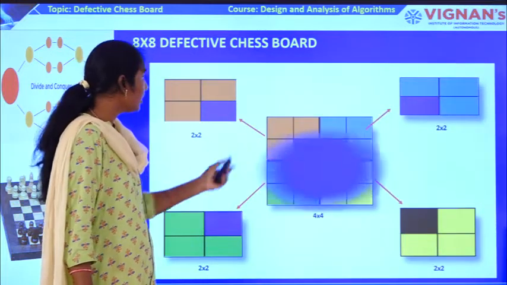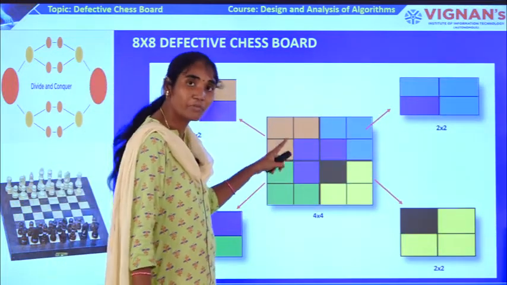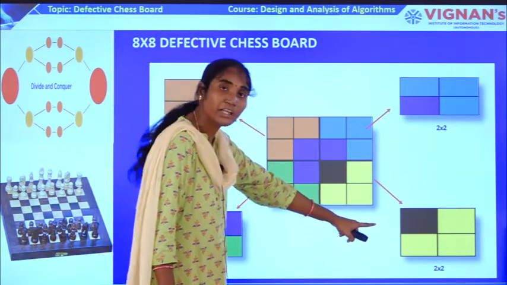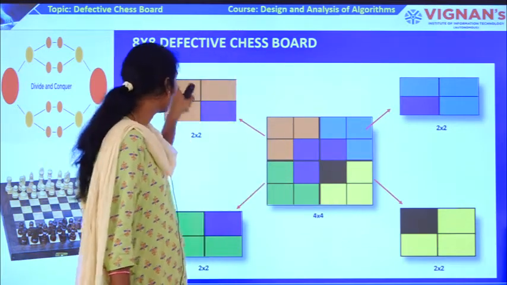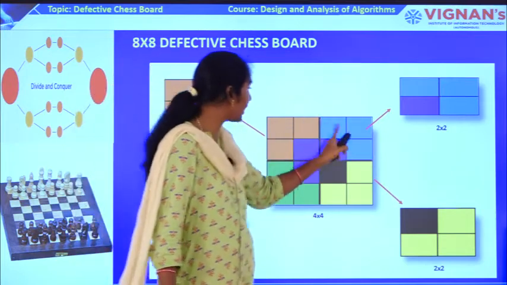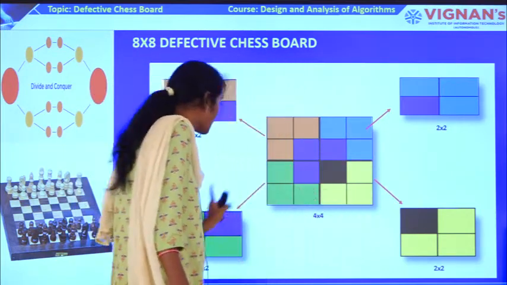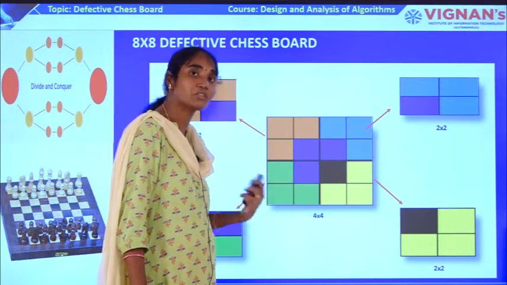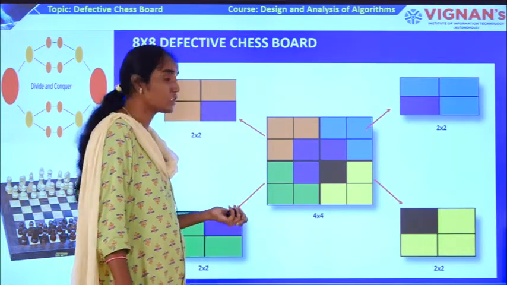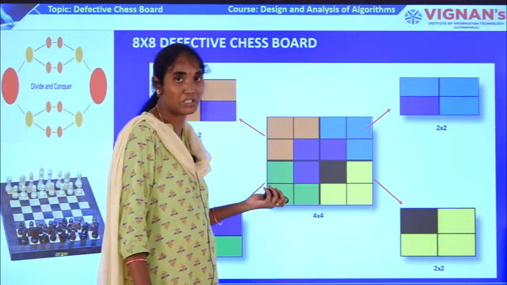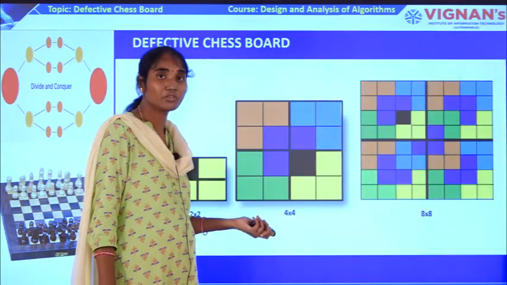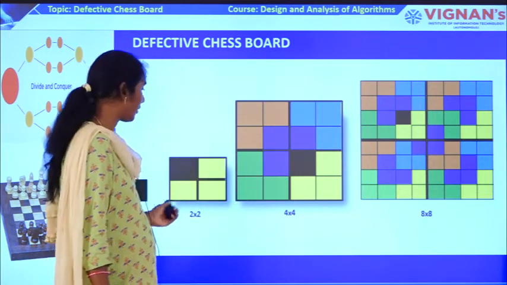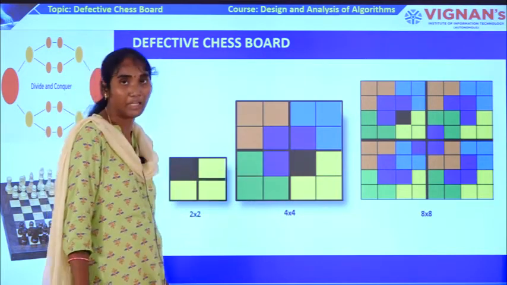Now again, take a 4 by 4 chessboard from the 8 by 8. It is solved by taking 2 by 2 parts. This part will be taken, and this part, and this part, and this part, and individually for the 1 by 1 or 2 by 2 the direct solution can be returned, as we have seen, which is the base case in the problem description itself. So we find the solution for the defective chessboard for 1 by 1, 2 by 2, 4 by 4, and 8 by 8.